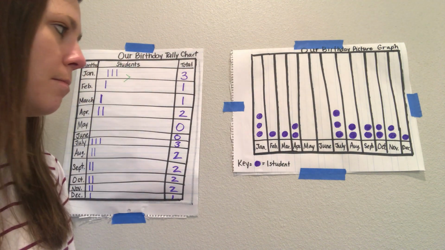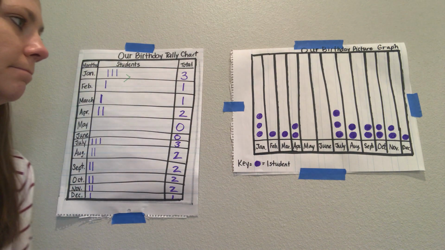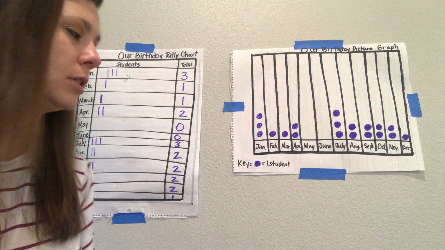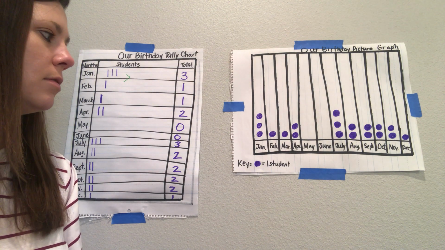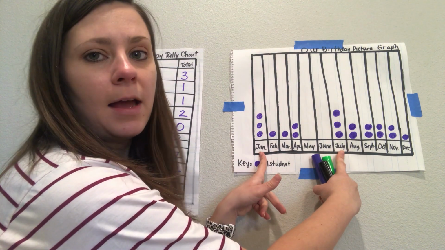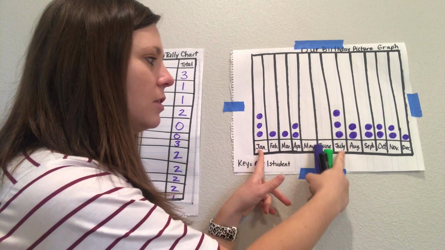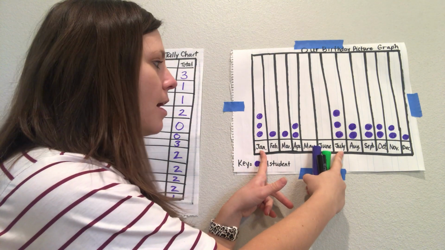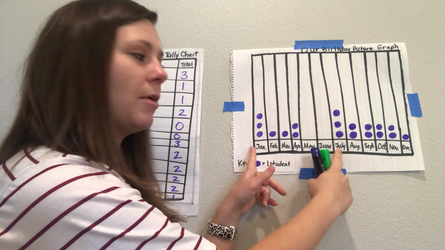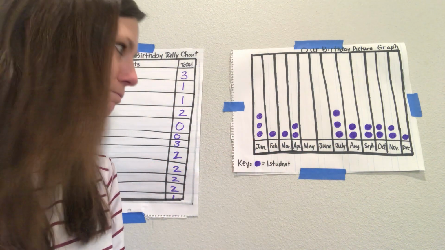Which month or months has the greatest number of birthdays? Remember, greatest means the most. January and July both have the greatest number of birthdays. They both have 3 students that have birthdays, and there are no other months that have anything greater than that. So they are both tied for greatest, January and July.